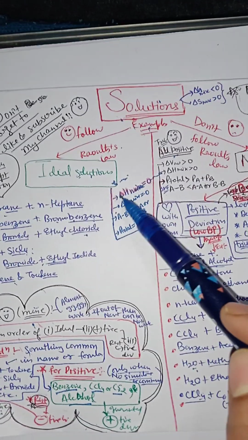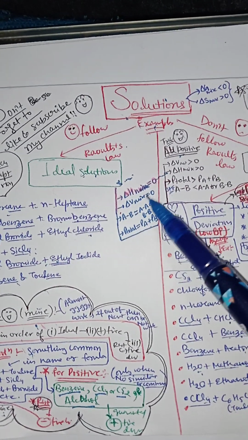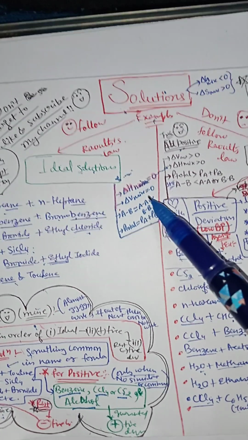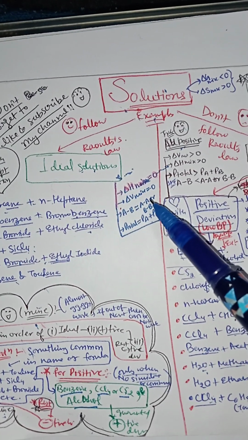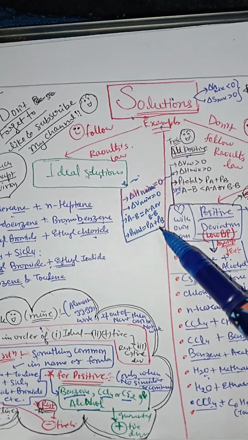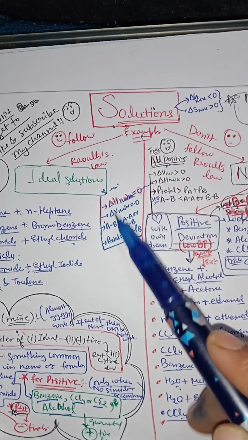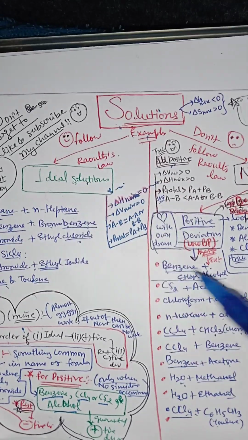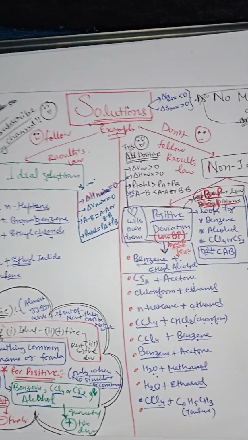In an ideal solution, delta H mix is equal to 0, delta V mix is equal to 0. Intermolecular forces between A and B are equal to intermolecular forces between A and A and B and B, and P total equals PA plus PB. And here A and B are the components of the solution. We talk about the components of the solution.